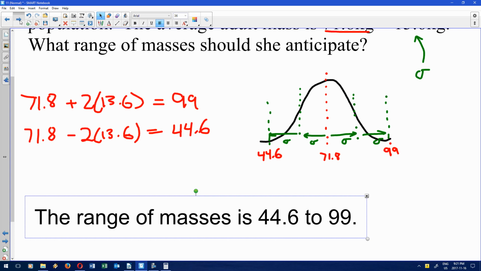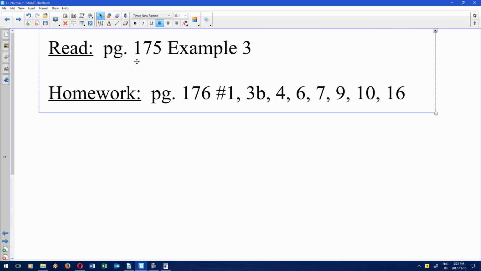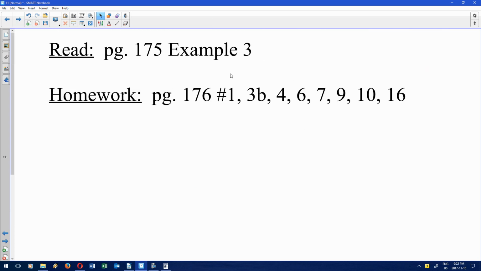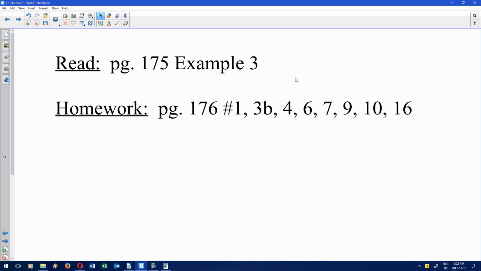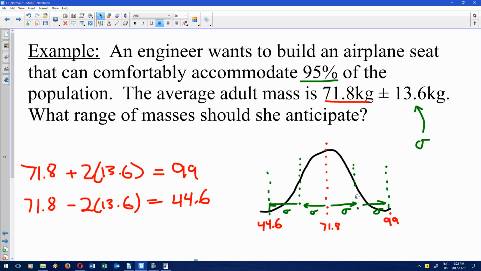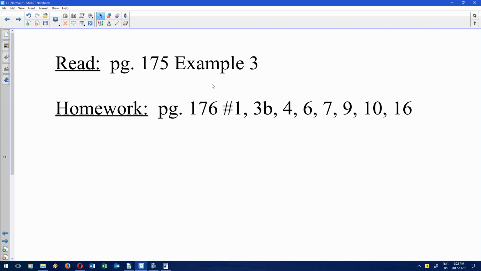So what I'd like you to do now, on page 175, there's an example there I'd like you to read. Again, it shows a bit more of what we just did here, some graphs and how to interpret what standard deviation means and how much of the distribution you're talking about, what percent. And here's the practice work that I would like you to have a look at.